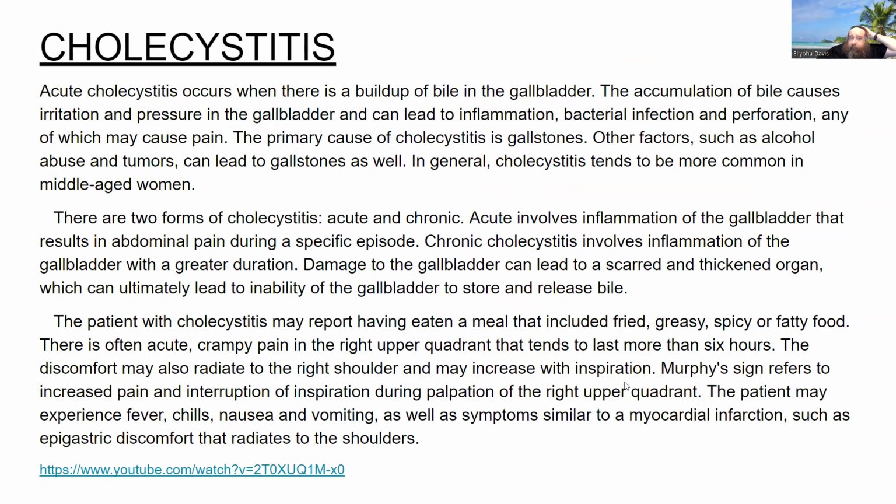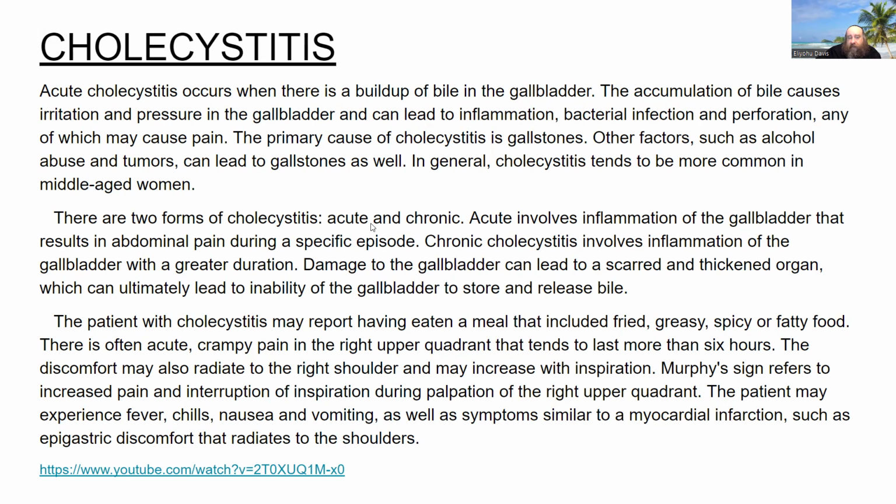Cholecystitis, buildup of bile in the gallbladder. So this is the bile in the gallbladder that can't get through. Then the gallbladder becomes inflamed, bacterial infection, perforation, yada, yada, yada, can get worse. So this is the cause of cholecystitis, itis, right, at the end, infection. Things that make it worse are alcohol, tumors, can also lead to gallstones. More common in middle-aged women, okay? So these are your Fs over here.